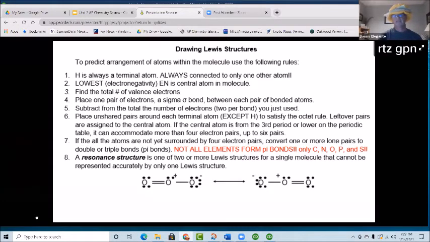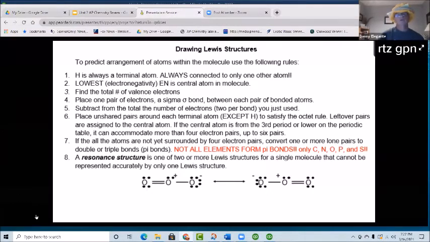The idea is to find the total number of valence electrons. If you don't remember how to do that, carbon is in group 14. To find the number of valence electrons, you take 14 and subtract 10. So carbon has 4 valence electrons. Fluorine is in group 17, minus 10 would be 7 valence electrons.